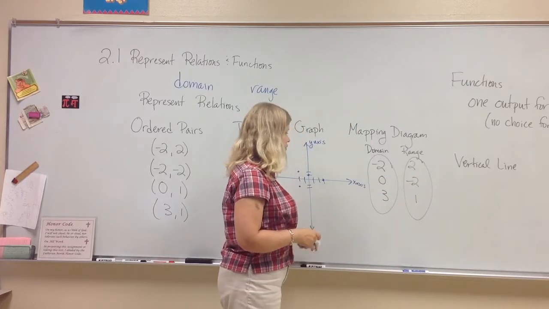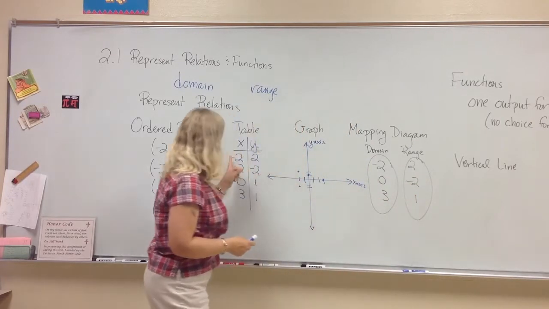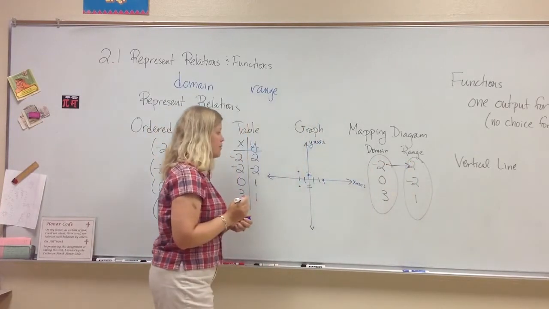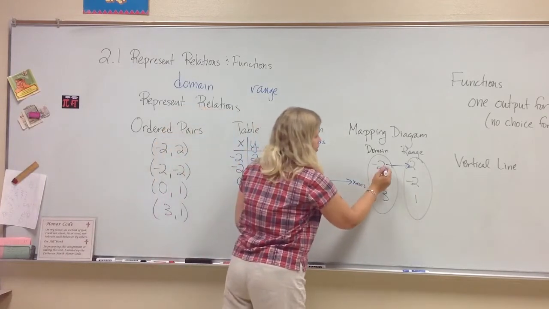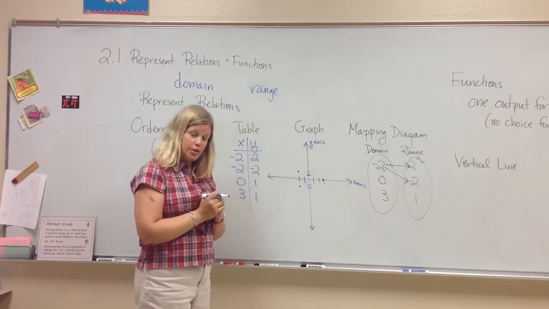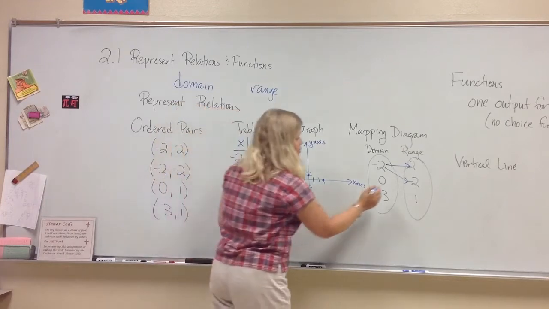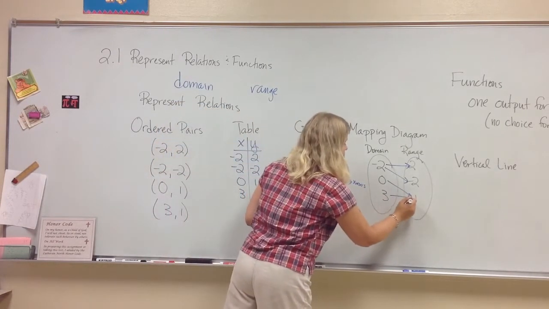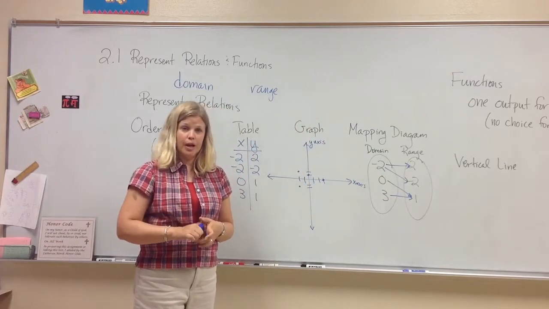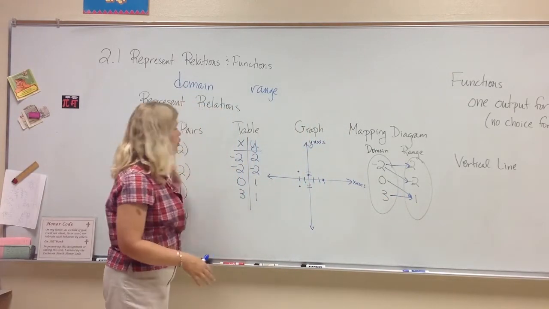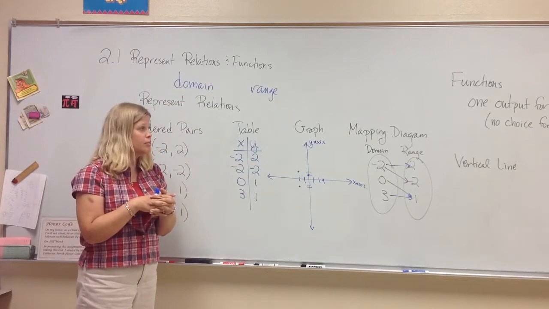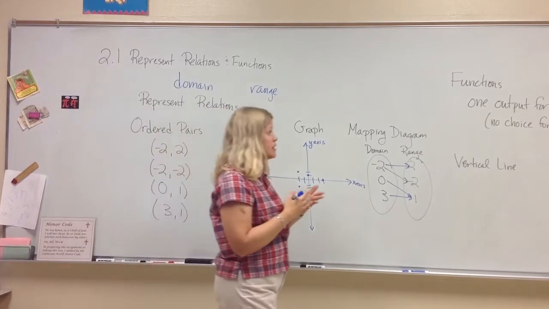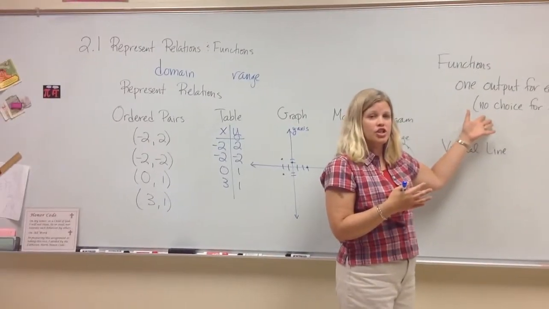But the other thing you have to do is draw arrows. So like, what does -2 pair up with? 2. So you draw an arrow. What does -2 pair up with? It also pairs with -2. What does 0 pair up with? 1. And what does 3 pair up with? It also pairs with 1. Okay? So, 4 different ways to represent how numbers are related. Okay, you got that. Well, we're going to move on now to the next part, which is the idea of a function.